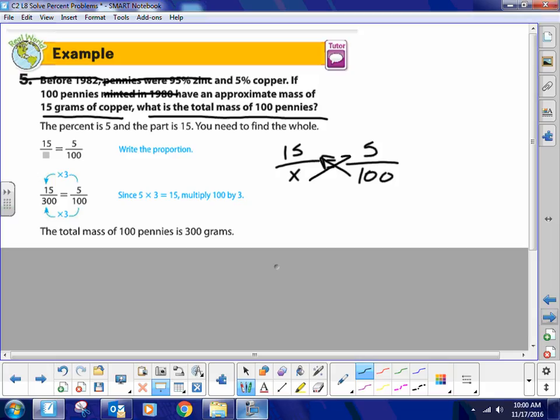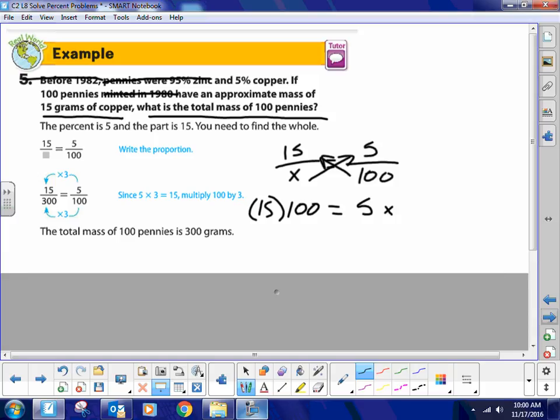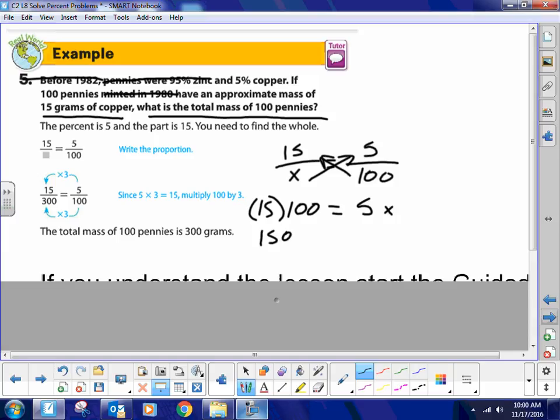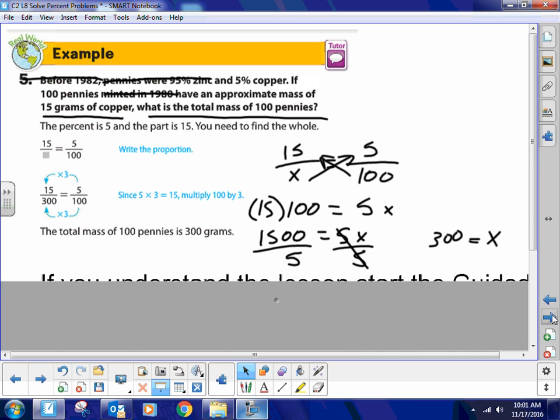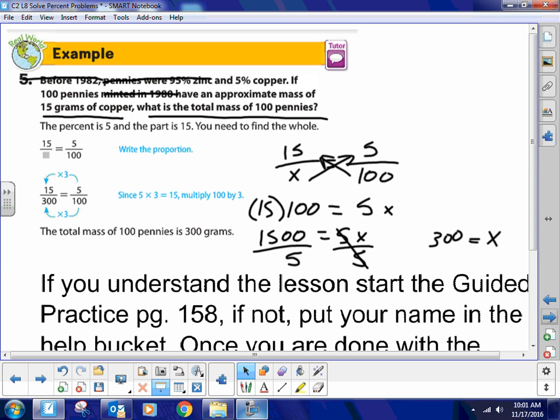We cross multiply real quick. All right? 15 times 100 is equal to 5 times x. Right? So this is 1500 is equal to 5 times x. We divide by 5 to undo multiplication, and then we figured out that x is 300. We don't need to do the math there because we know 5 times 3 gives us 15, and then the 2 zeros have to come up. Okay, that is the end of the video.